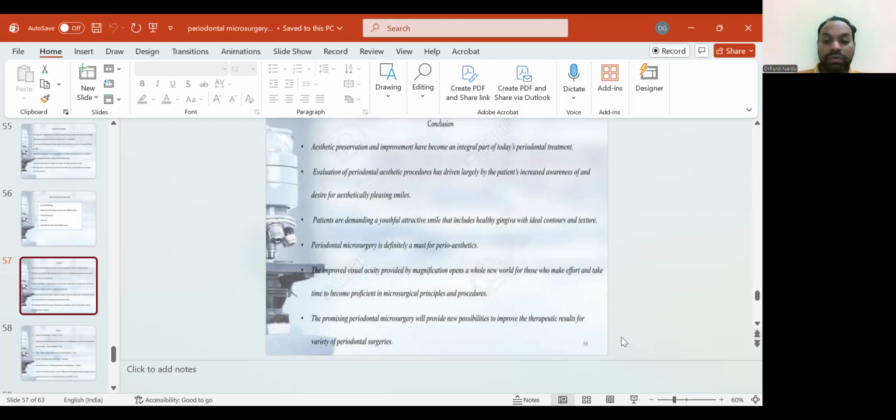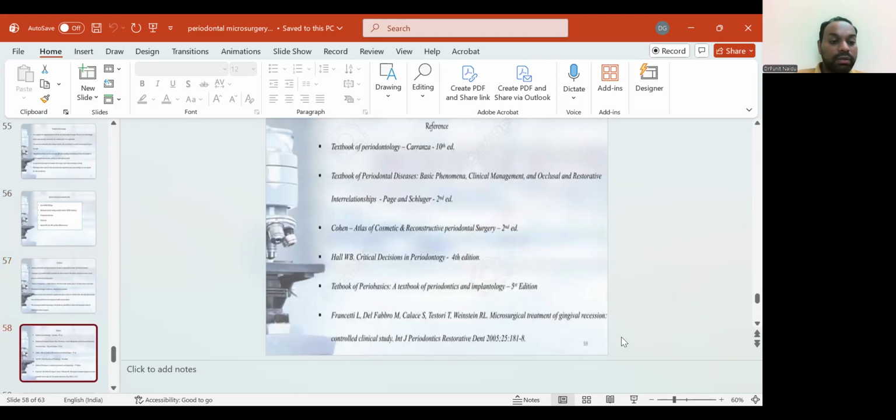The improved visual acuity provided by magnification opens a whole new world for those who make the effort and take the time to become proficient in microsurgical principles and procedures. The promising periodontal microsurgery will provide new possibilities to improve the therapeutic results for a variety of periodontal surgeries. So with this, we conclude the topic periodontal microsurgery.